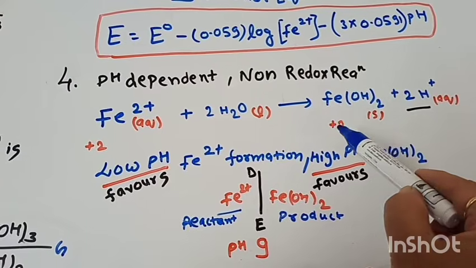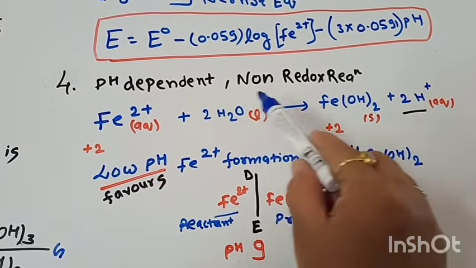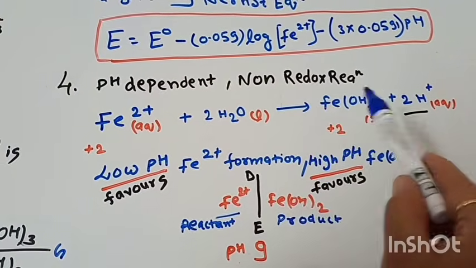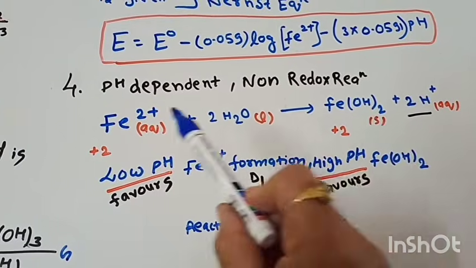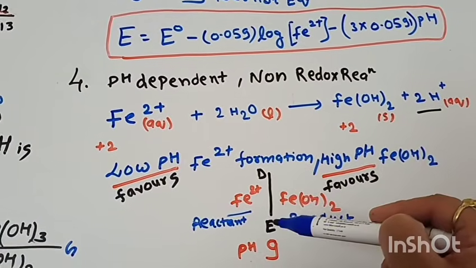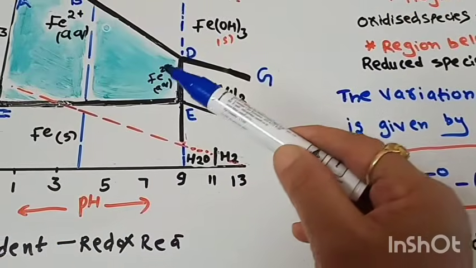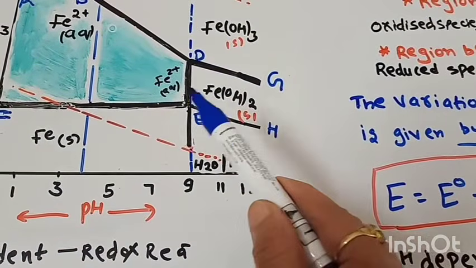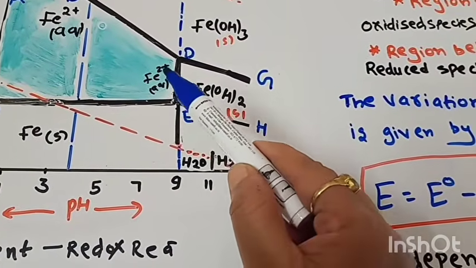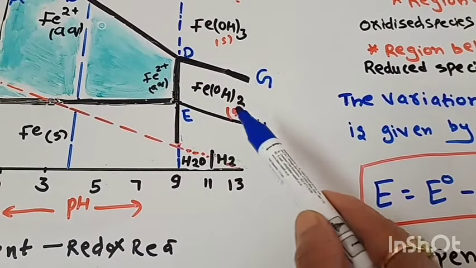Here also iron is in the +2 oxidation state. So this is a non-redox type reaction. There is no change in the oxidation number, and this reaction can be seen in our vertical line DE. So this is our vertical line DE, which forms a boundary between Fe2+ ions and ferrous hydroxide.